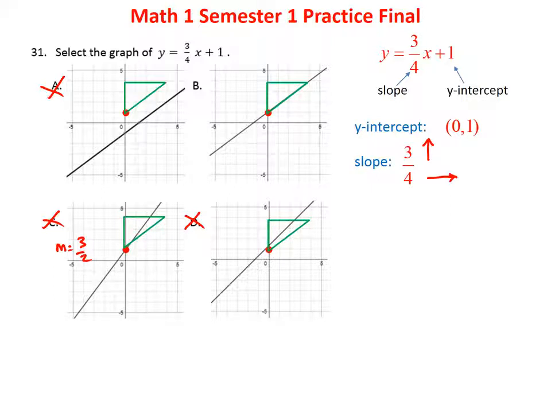This one here is off as well. Our answer is B, which has a y-intercept of 1 and a slope of 3 over 4. Our answer is B.